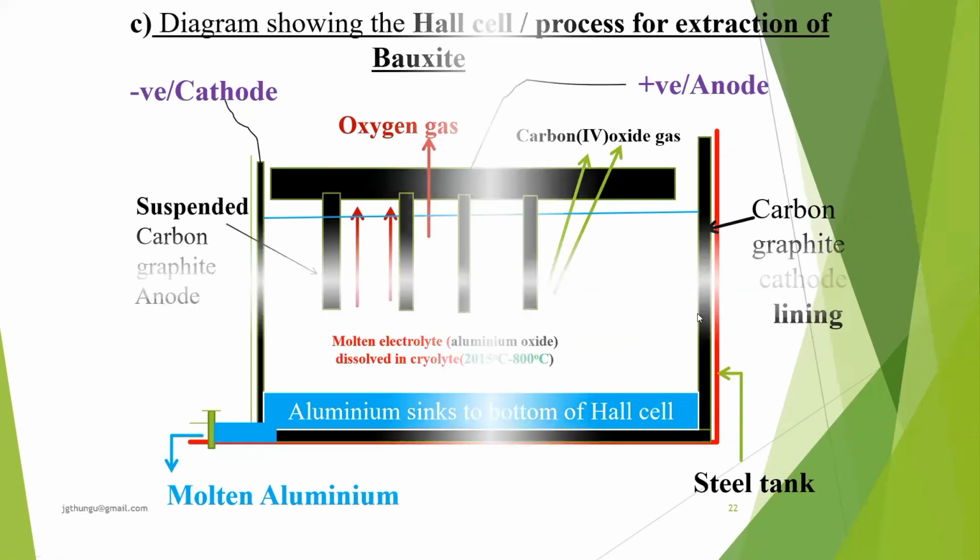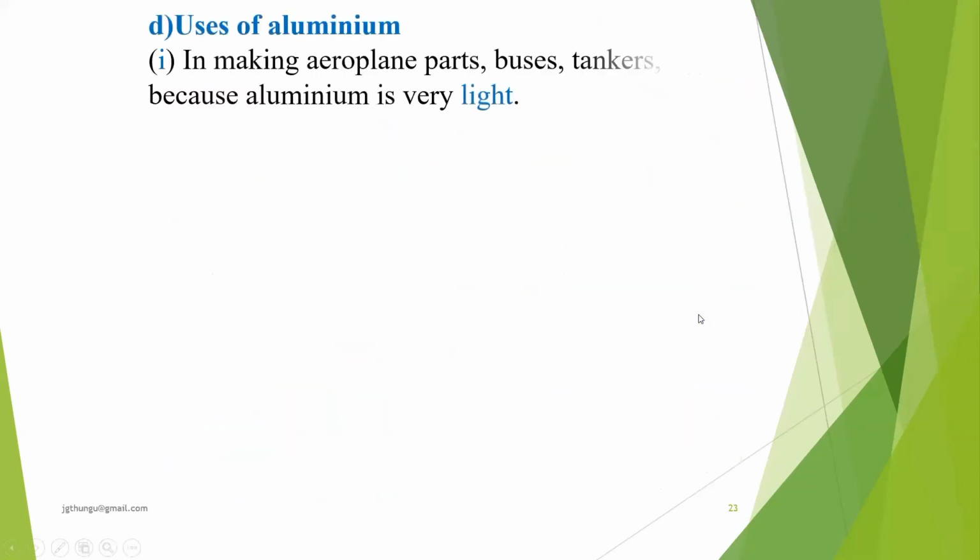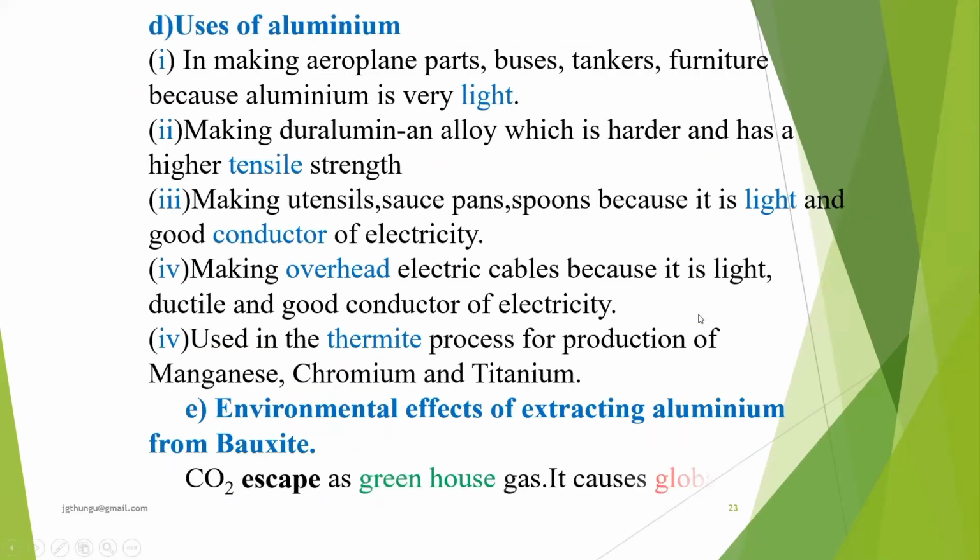So we are supposed to look at uses of aluminium. We know some of them and their properties. It is important because the questions zenye huwa tunauliza is a property and the use. Kama inatumika kutengeneza aeroplane parts, right? Duralumin, ile ni aeroplane body parts, harder and has high tensile strength.